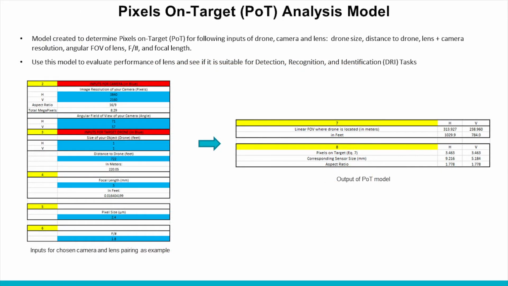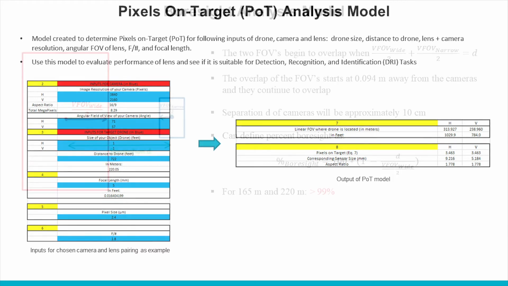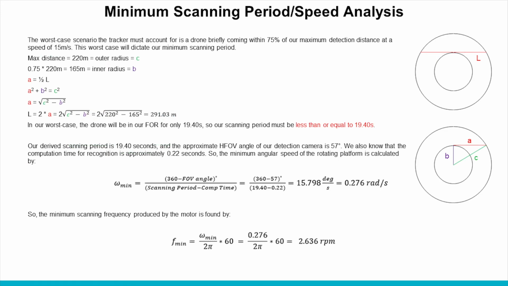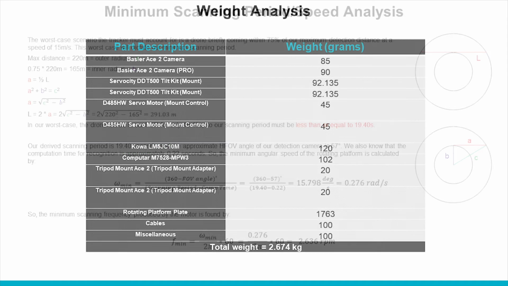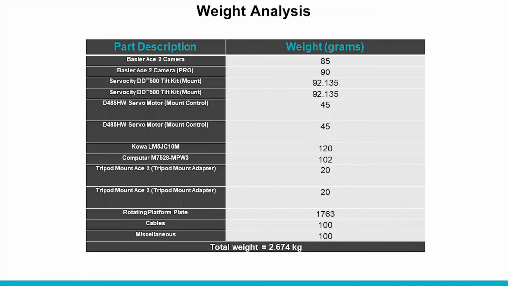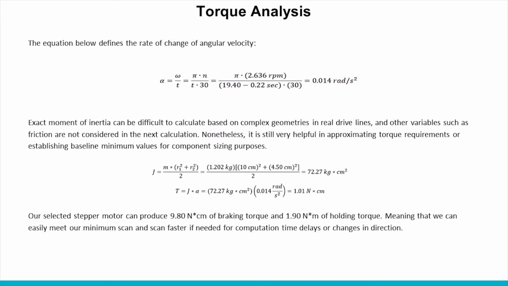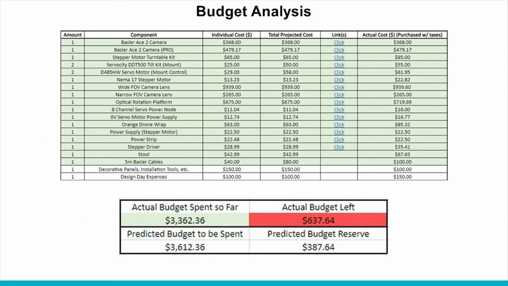Our analysis models were made to ensure product performance and that requirements are met. A pixels on target model was made to predict pixel counts expected for a drone of specified size and distance away, boresight analysis to determine the field of view overlap for both imaging systems, minimum scan period and speed for our rotation platform derived from performance requirement 4.14, weight analysis to determine total load on tilt kits and rotation platform, torque analysis to calculate the needed torque from our stepper motor, and a budget analysis to maintain project expenses under $4,000.